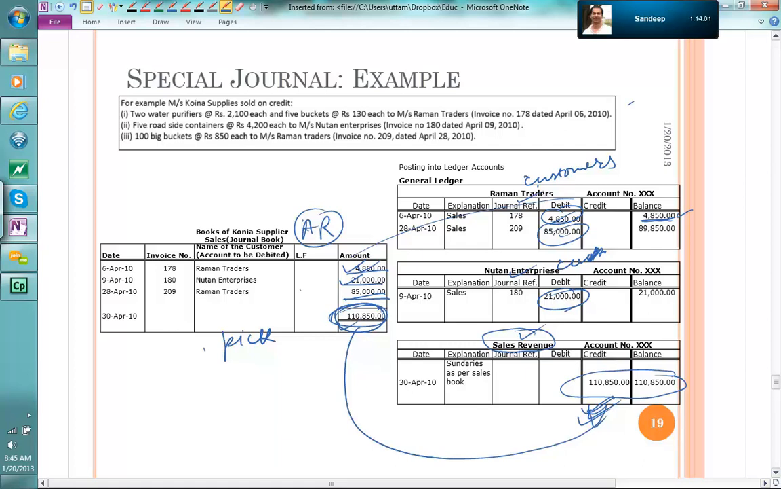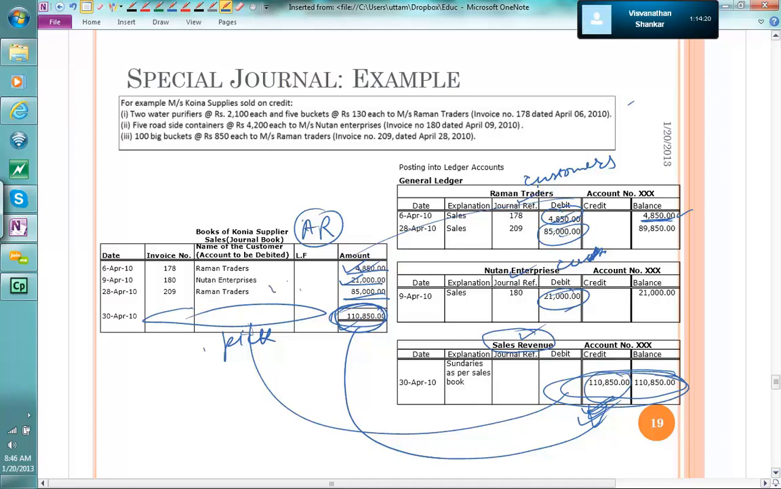So here there will be a reference number. Once again, this entry should have a reference to the sales day book. So if I want to verify where I get 110850 from, for what period, and where the relevant entry in the day book is, you should be able to cross reference it.